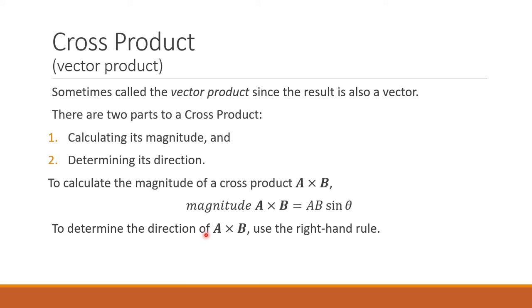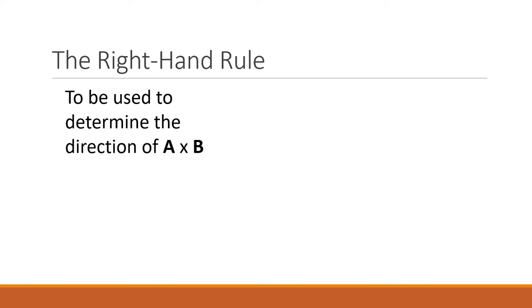To determine the direction of A cross B, step number 2, use the right hand rule. And this is the right hand rule. What is the right hand rule? I'm going to explain it to you in the next slide. The right hand rule is what we use to determine the direction of A cross B, because the magnitude is easy to get. Just use a calculator: A times B and then sine theta. That's it. But the direction is like this.